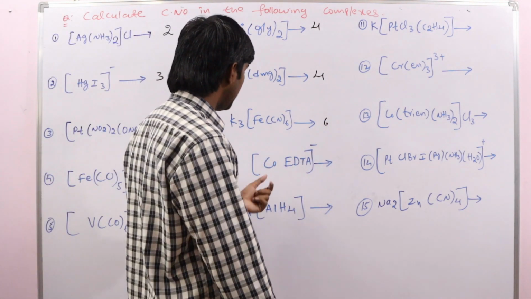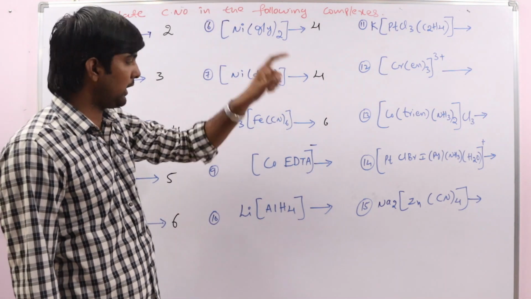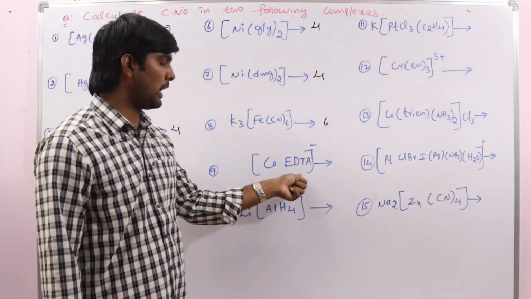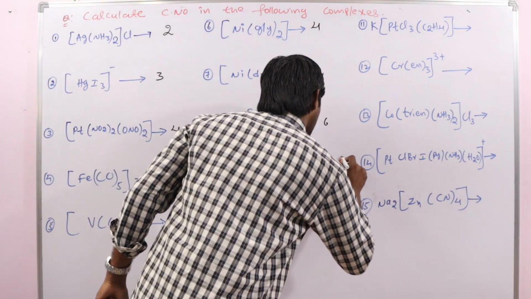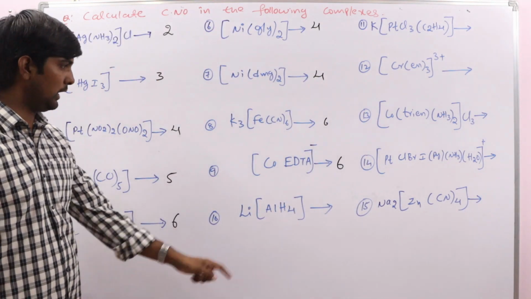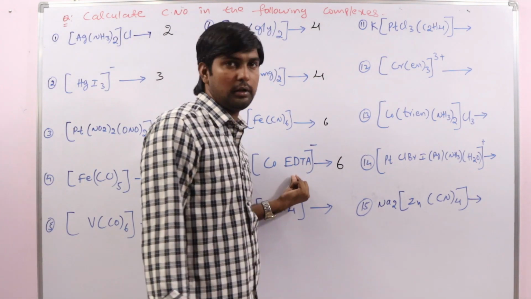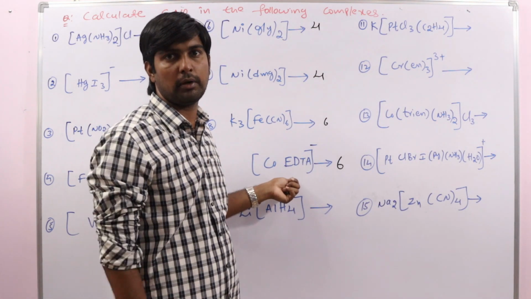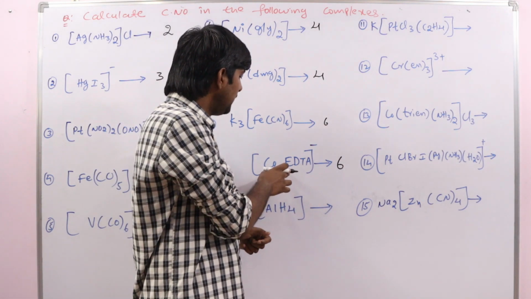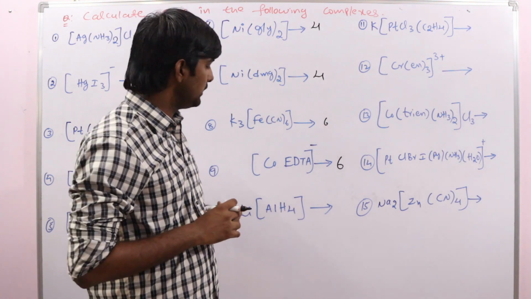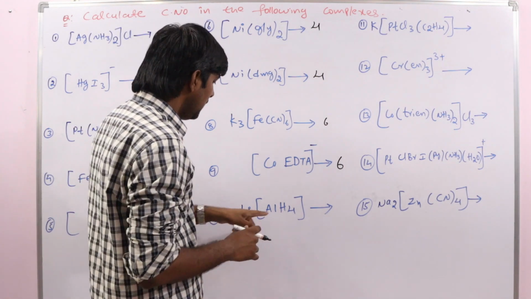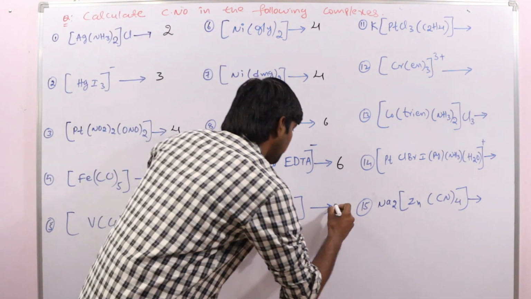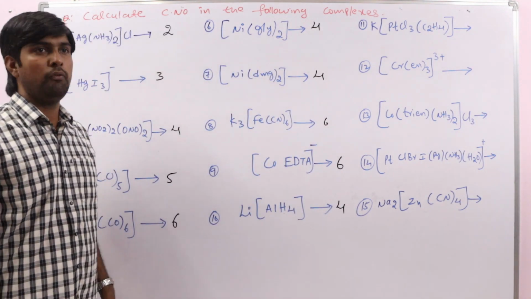See this one, very very important. EDTA, ethylenediaminetetraacetato, has denticity 6, a hexadentate negative ligand. So coordination number is 6. Already we discussed in the previous class, in the chelating ligands, how EDTA forms 6 bonds with the metal atom. Next, hydrogen is a monodentate ligand. We have a total of 4 hydrogen, so coordination number is 4.